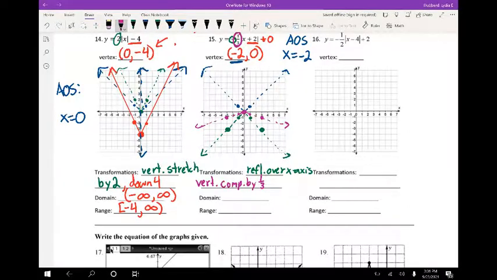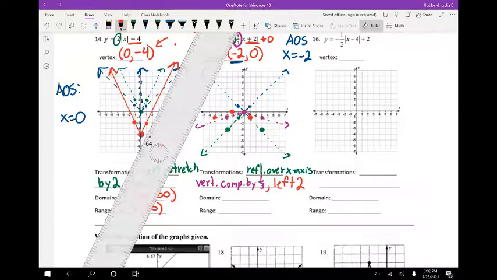Okay, then the last thing we have to do is this +2 right here. And that +2 is on the inside. So remember that's going the opposite of what we think. So that means we're actually shifting to the left 2. So I'll take all of those purple points and I'm going to shift them to the left 2. Starting with my vertex. Okay, and I double check that that matches the vertex I wrote earlier, which it does. So now I can shift all of these points to the left 2.